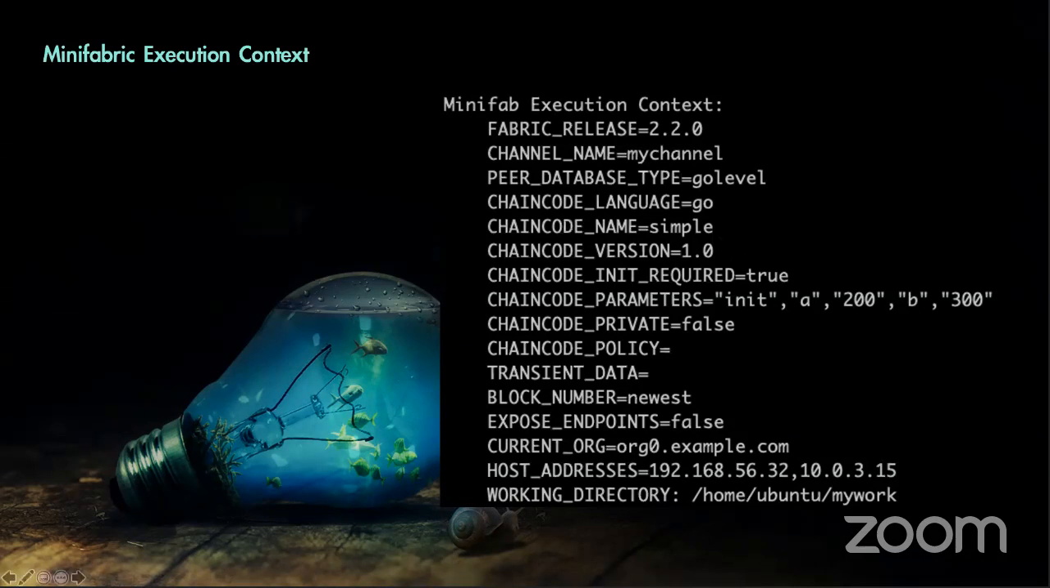Then the chaincode name, chaincode version, whether your chaincode requires an init method, all that kind of stuff, right? When you invoke or initialize a chaincode, what are the parameters you're supposed to use? Minifabric defaults to a chaincode called simple, which comes from the Fabric repository. I think the name changed a few times. Originally I think the chaincode was called ABstore, but later on it was changed to simple.